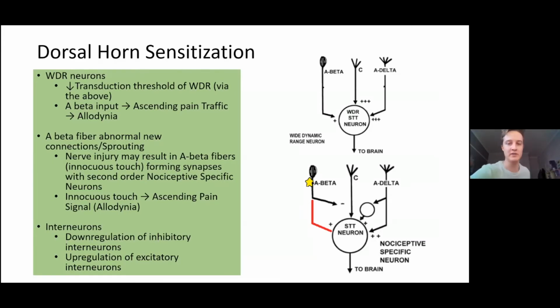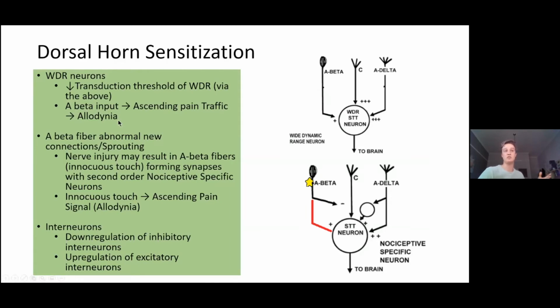So now we come back to those wide dynamic range neurons that we talked about earlier. Wide dynamic range neurons, which we've got on the top right here, receive input from both the innocuous A beta type fibers as well as the noxious input from C and A delta fibers. But if you suddenly reduce the transduction threshold, they might only need this minimal input from the A beta fiber to trigger this second order neuron to send a painful stimulus up to the brain.